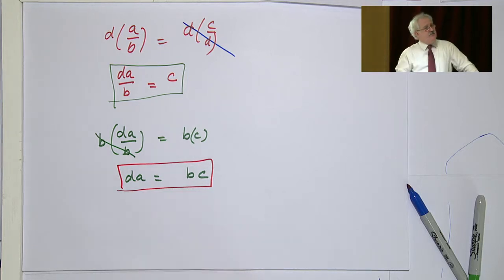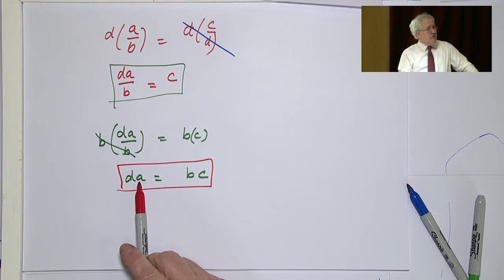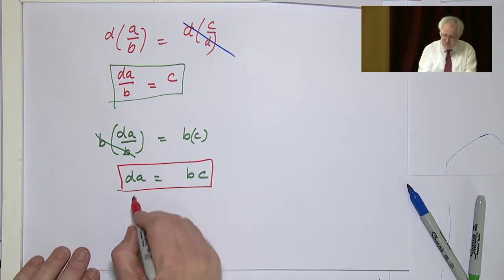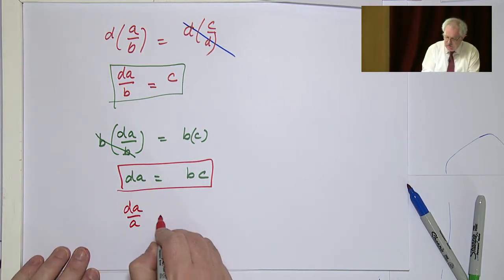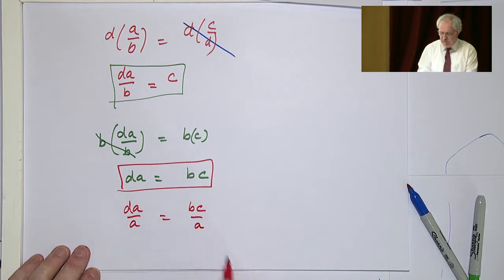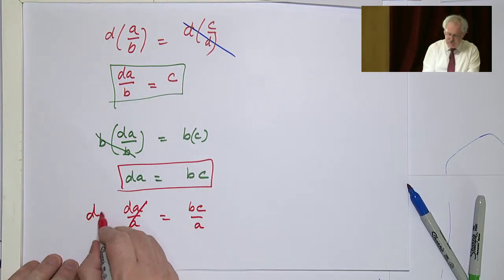What would I like on the left-hand side? D on its own. Do I want the A? No. What's it doing? Multiplying. How do I get rid of a multiplier? Divide. So DA over A is BC over A. I've got D is equal to BC over A.